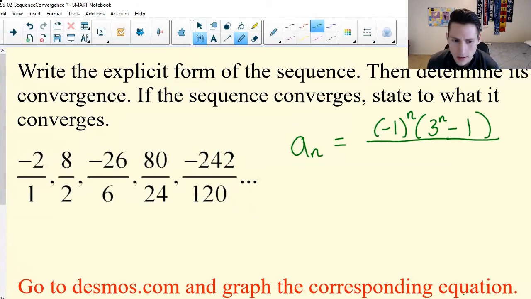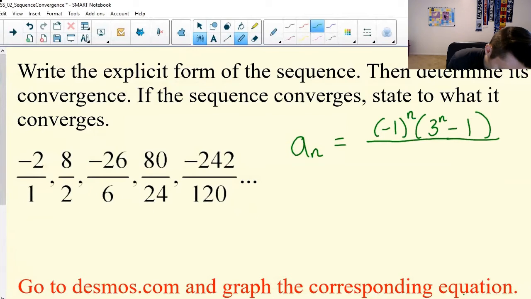For the denominator, 1, 2, 6, 24, 120. So these are not just skipping. They're not just powers. So my hope is that after a couple weeks or so, you'll absolutely recognize these numbers. But for right now, since we just started talking about it last lesson, I doubt it.